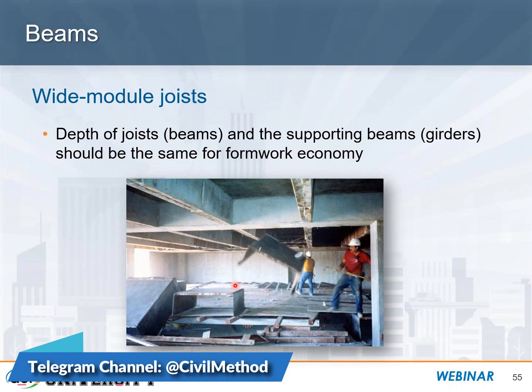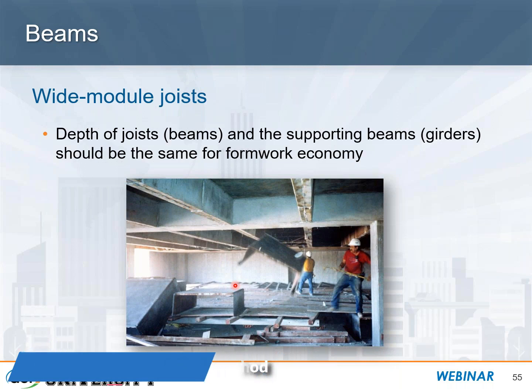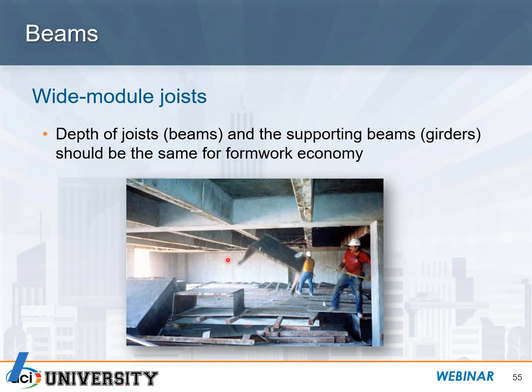For cases where you have a wide module joist system, where the joists are really not joists, they're beams because they're spaced farther apart than what ACI 318 requires a joist to be. You have beams supported by girders. If you have this particular type of floor system, and I know it's more popular in certain parts of the country than others, but if you do run across this, it's by far the most economical thing to do to have all of the beams and all of the girders at the same soffit level.